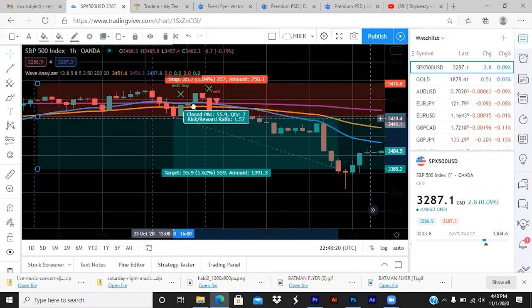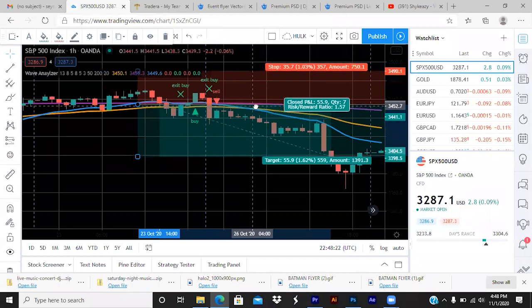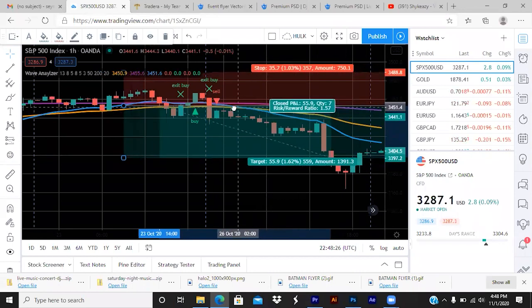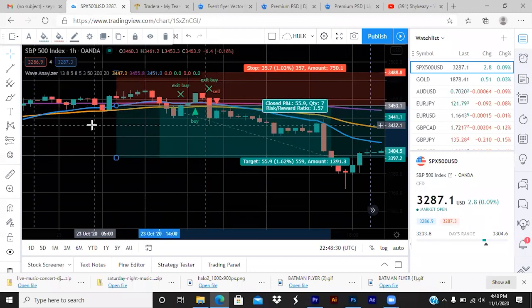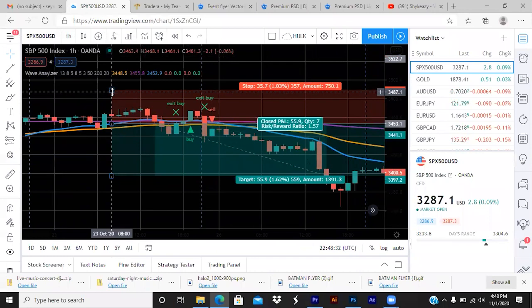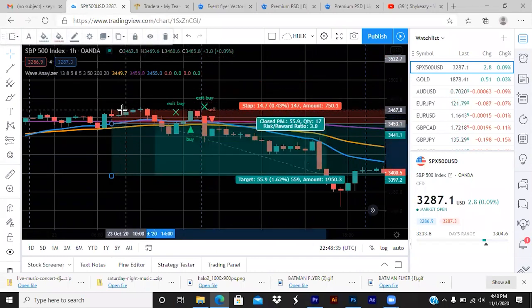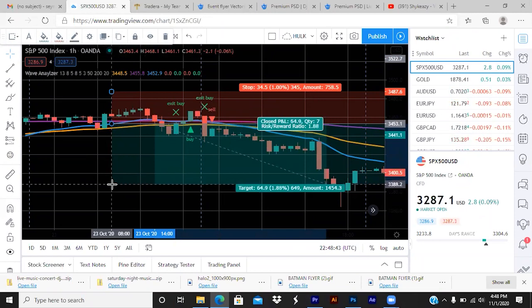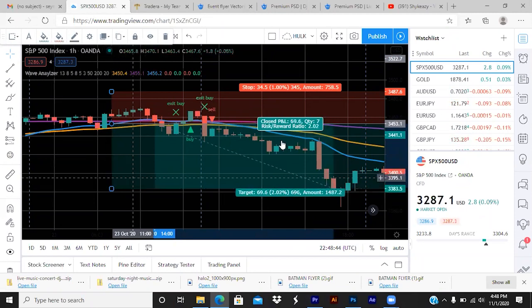Let's do the same thing. I would have waited for a retest, so I probably would have got in about right here. Measure about 200 pips off of here. So 334, bang, drop it down to a 2-to-1, bang. So ratio 2-to-1.